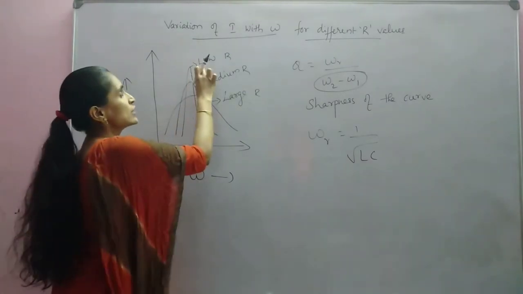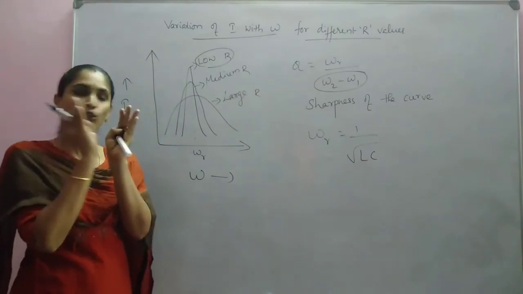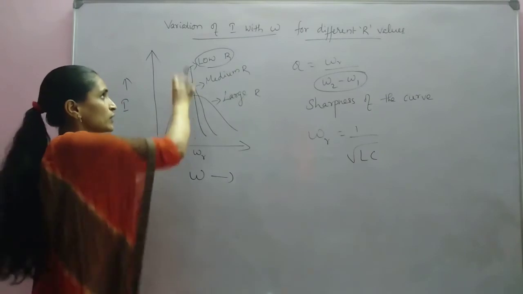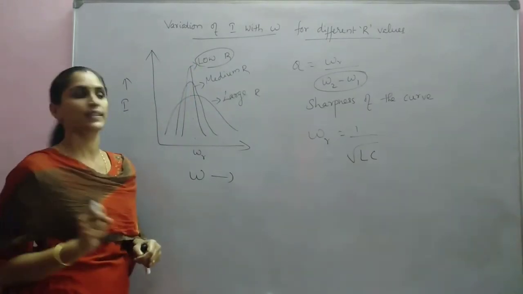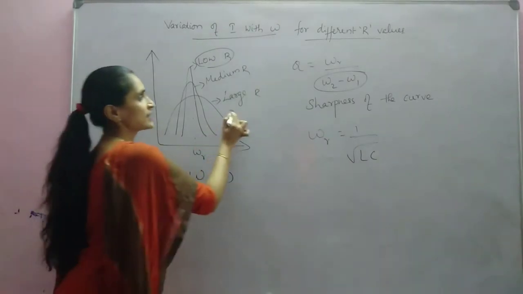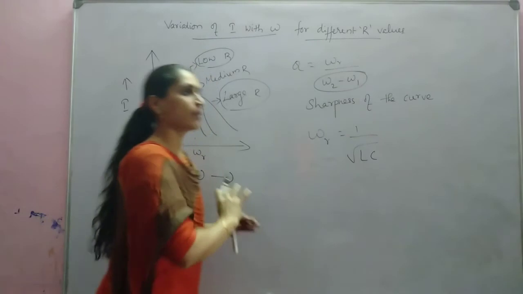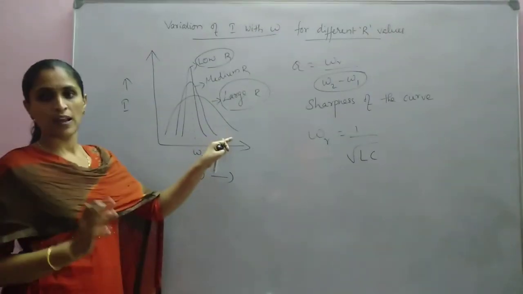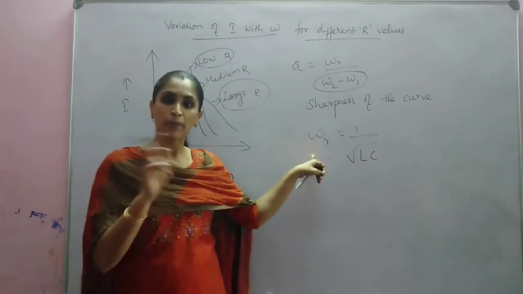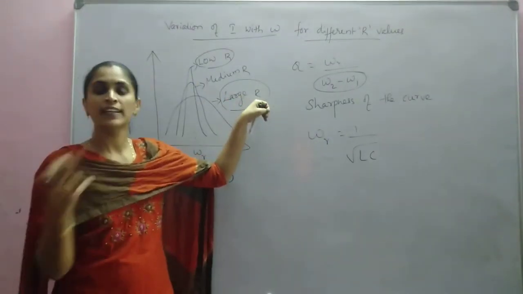If it is for smaller resistance, the graph will be a very narrow curve. Here you can see that the width will be very small, and it will be a peak. For medium, it will be a little bit wider, and if the resistance value is very high, in that case a much wider graph will be there. But the resonant frequency for all these graphs remains the same, because it does not contain a term containing resistance.